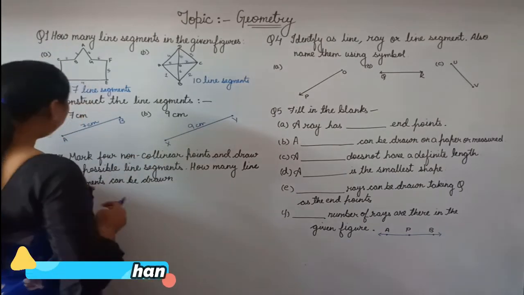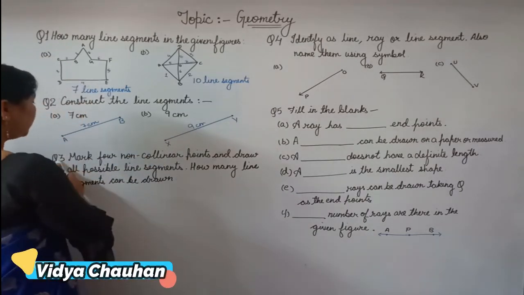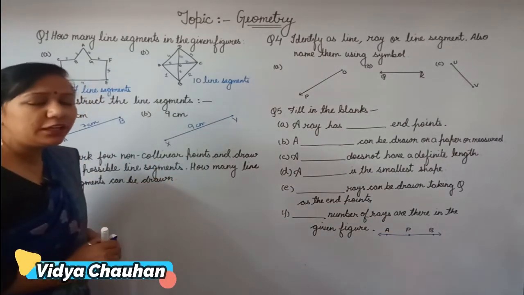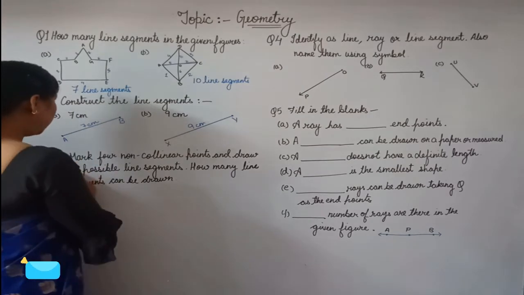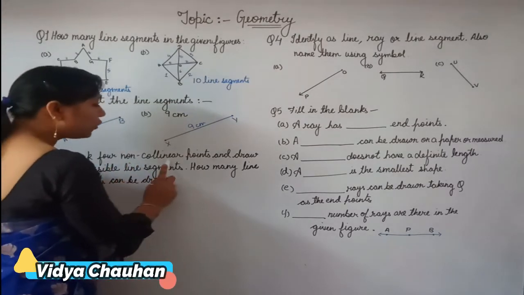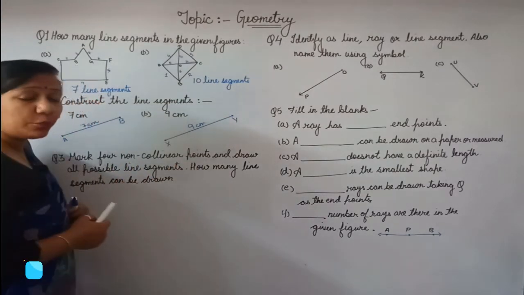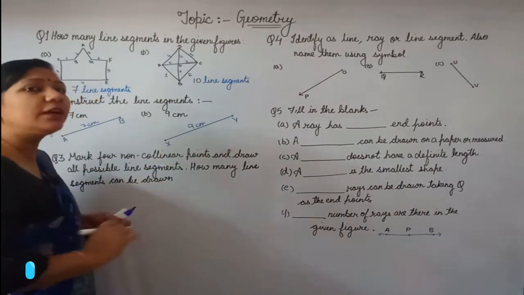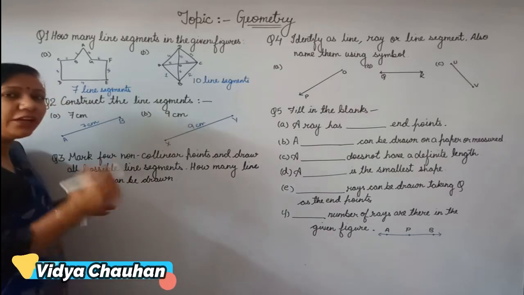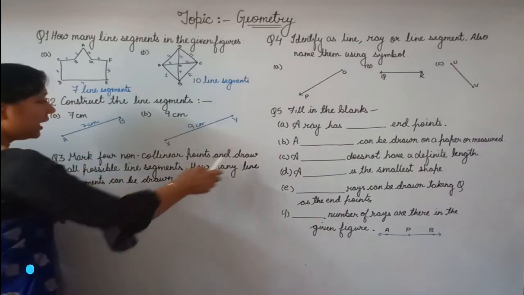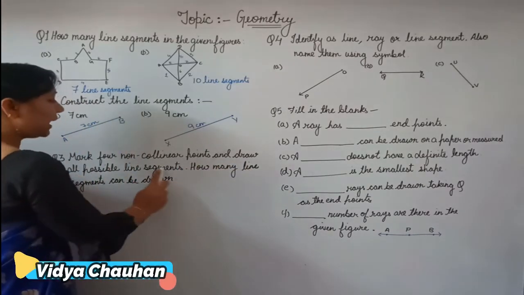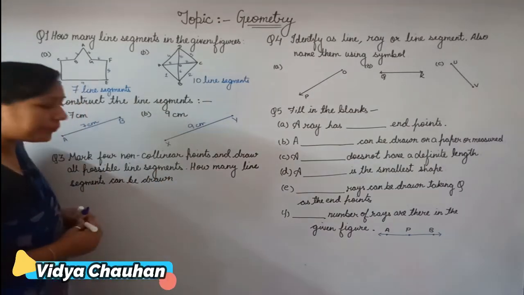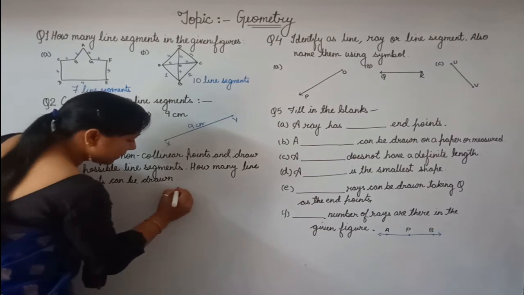Okay students, now coming to the third question, in which it is said to mark 4 non-collinear points. Non-collinear points means the points can be anywhere. It's not that you have to mark the 4 points in a line only. So you just have to make 4 points on your notebook and draw all possible line segments. Then you have to find how many line segments can be drawn. So here, very first, let me take some 4 points.